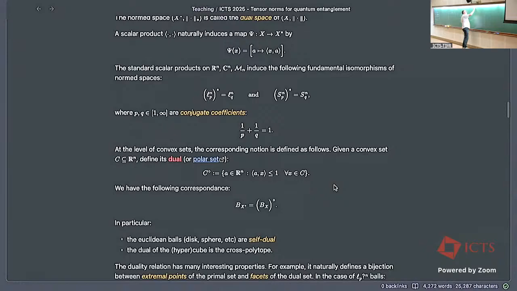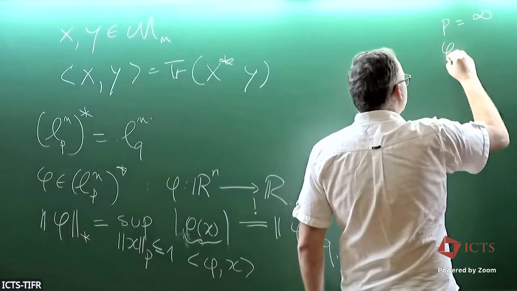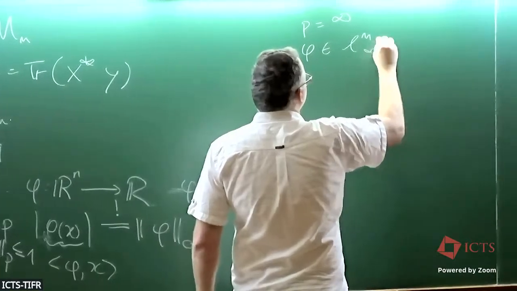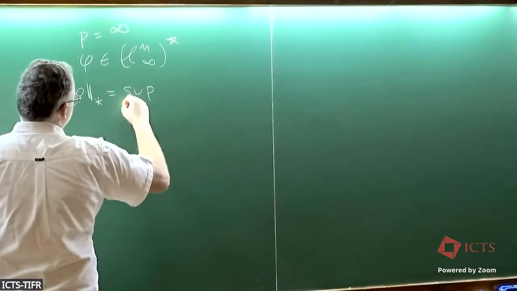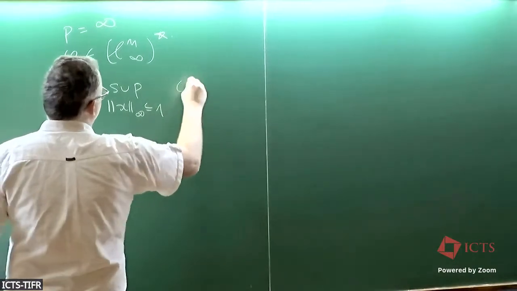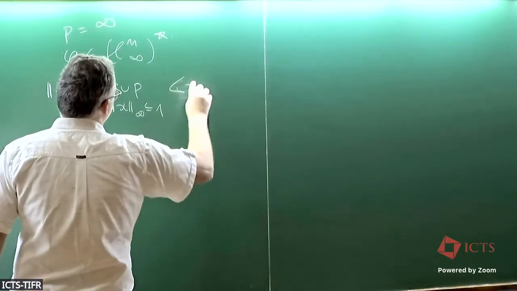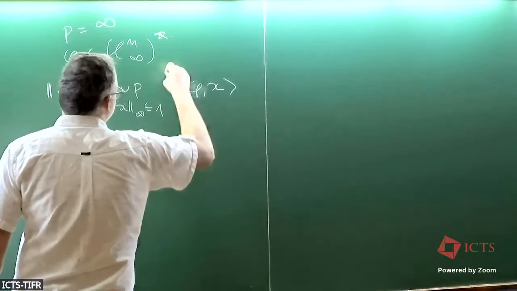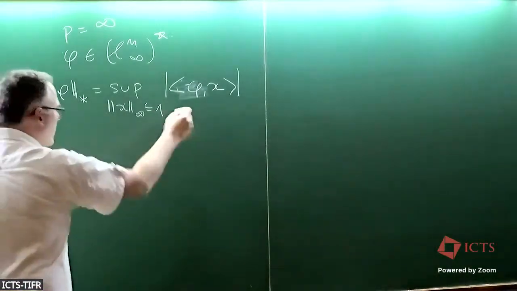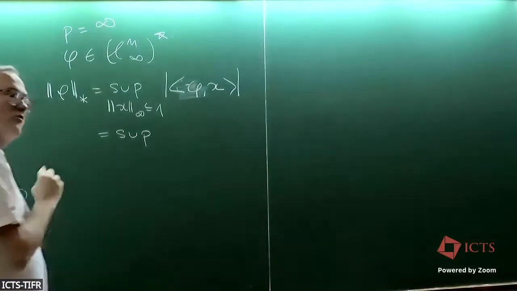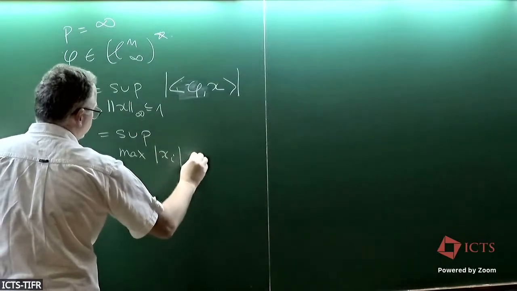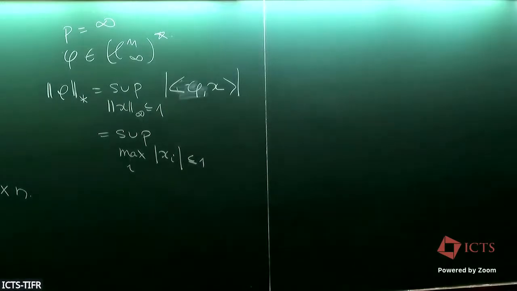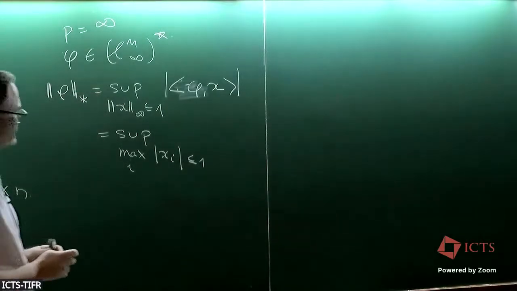So let me take P equals infinity. Let me take phi in ln infinity star. So the dual norm of phi will be the supremum, and I can write it directly now, of the scalar product between phi and x. Let me write it down because I'm in Rn. The infinity norm of x is the maximal value of the absolute values of its coordinates, right? So this is the max. This is the condition: the infinity norm of a vector x is the maximum of its coordinates. And here I have a sum.